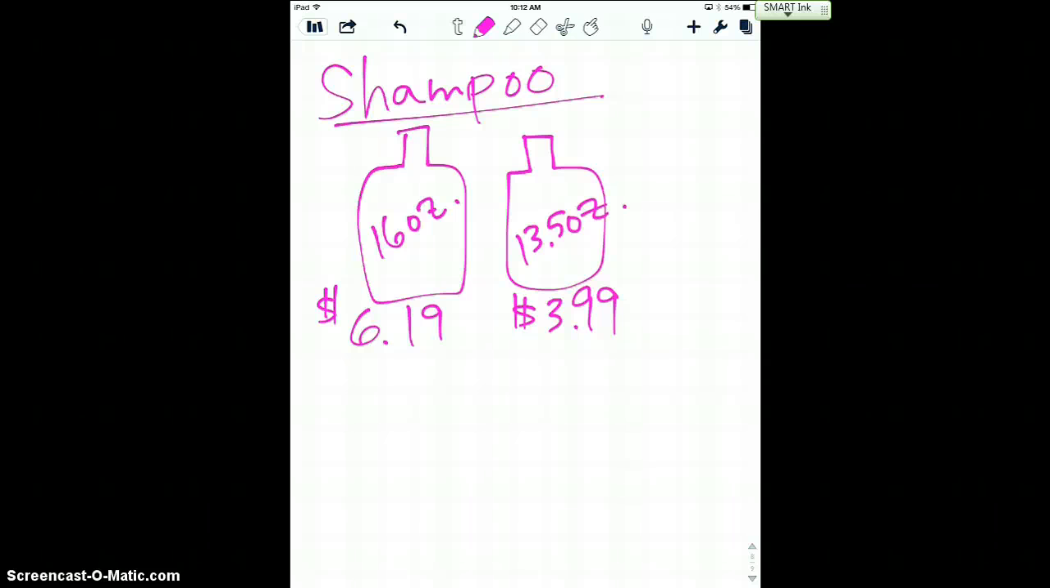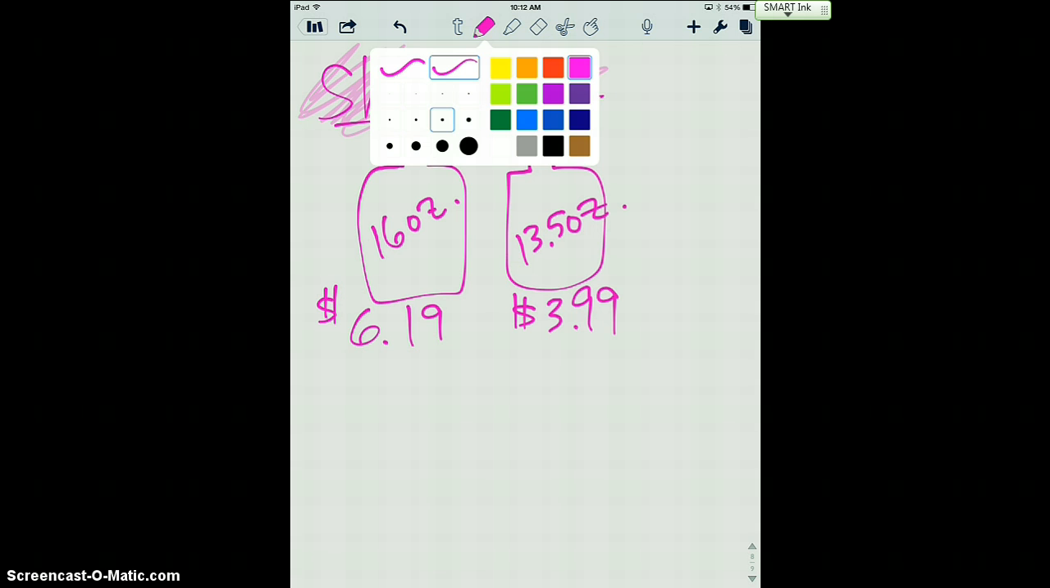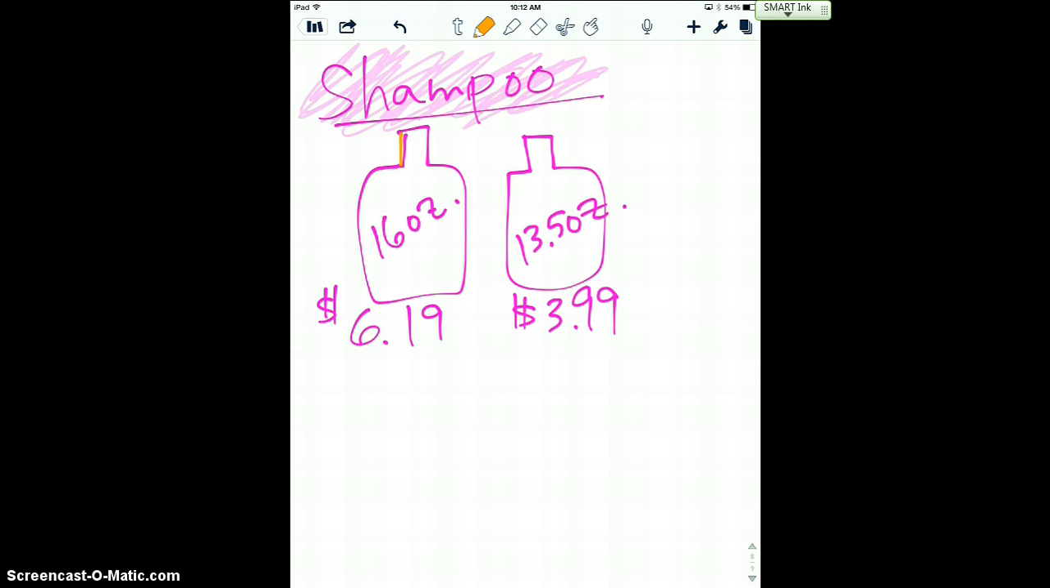Okay, now I want to do one last thing. I want to look at an example about shampoo, something we're supposed to use to clean our hair so we smell nice. So let's say you're at the store and you have a 16-ounce container of shampoo that you could buy for $6.19. Or you could buy the smaller version, 13.5 ounces, for $3.99. Which one would you buy? Would you do any of the math and figure out which one's the better deal, the better buy? Well, how would you do that? By using the unit cost.